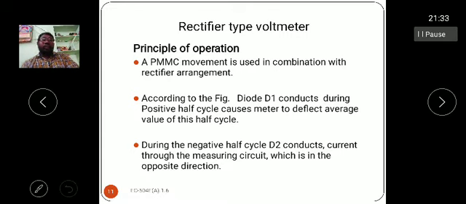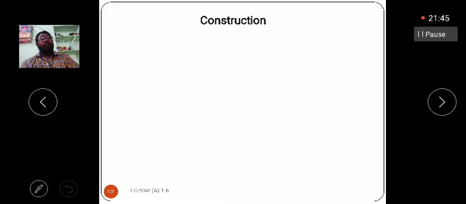And second, during the negative half cycle, diode D2 conducts the current through the measuring circuit in the opposite direction. This is the principle of the rectifier type voltmeter.